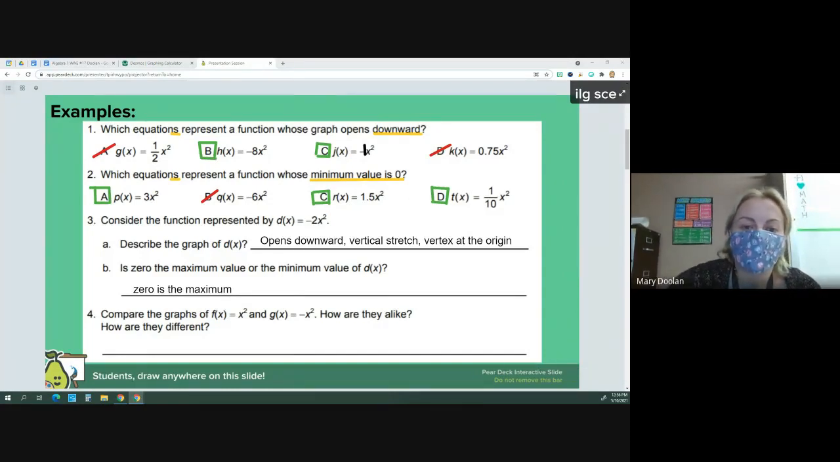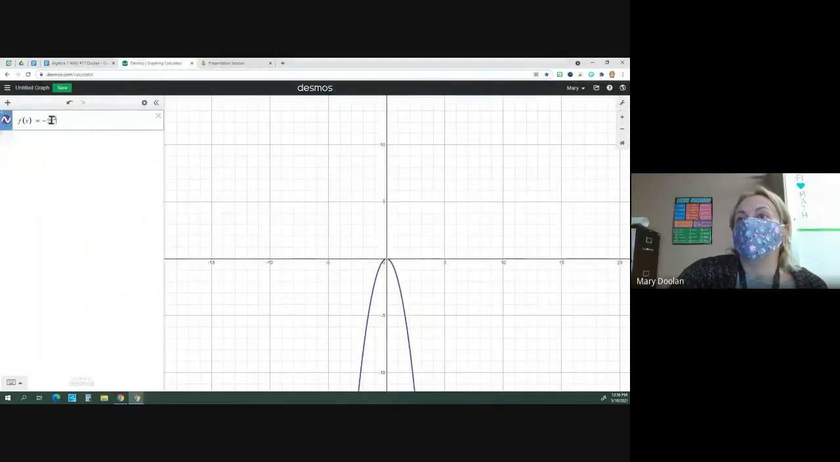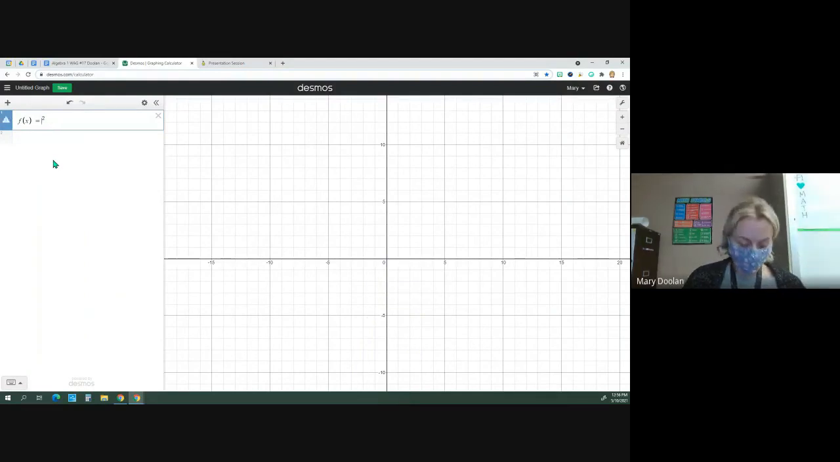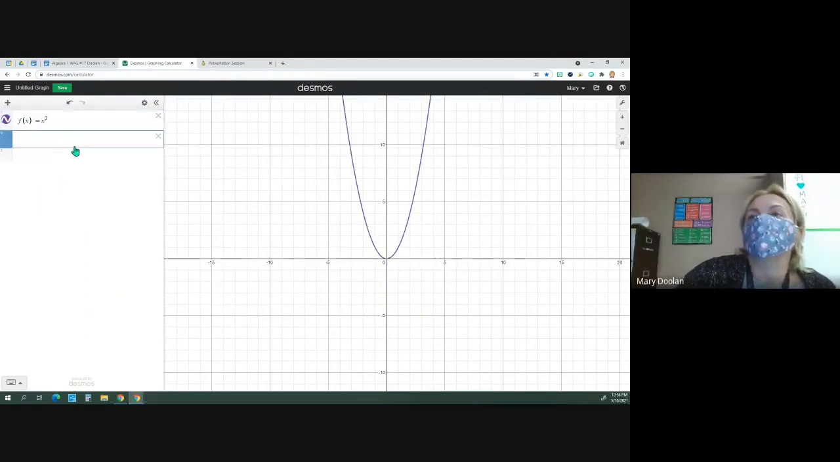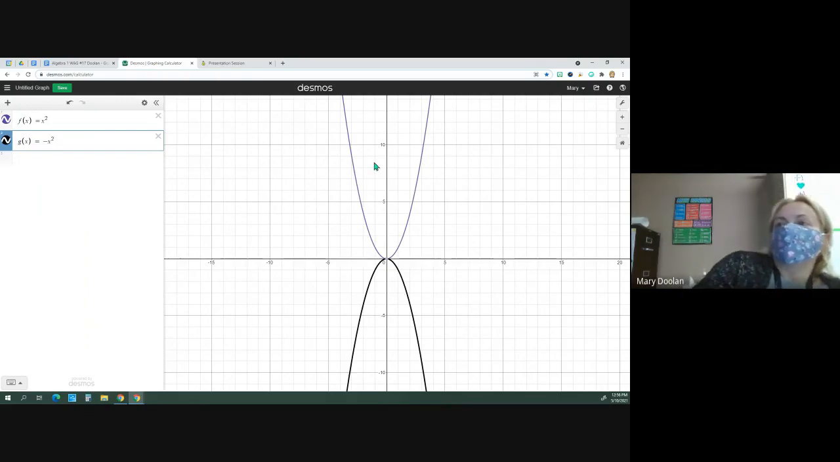Okay, and we have one more question here. Number 4. Compare the graphs of f of x equals x squared and g of x equals negative x squared. How are they alike? How are they different? I'm just going to come to Desmos. There's f of x equals x squared. And I'll use g of x equals negative x squared. Okay, so you can see both graphs at the same time.